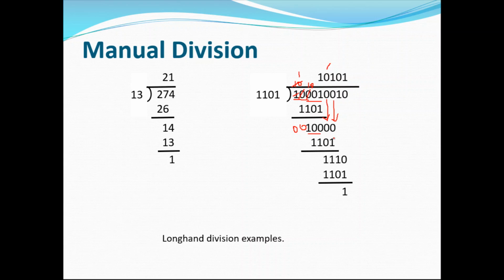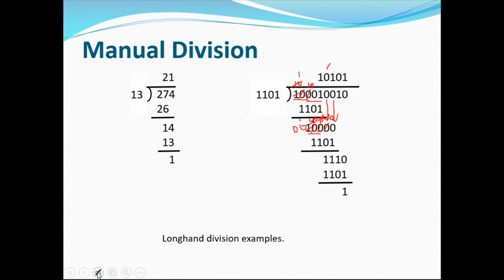So again subtract: 0 minus 1, we want to do 0 minus 1. Once again you have to borrow. So this will become 10. Again this will become 10. When that becomes 10, this will become 1. Again this will become 10. Now this will become 1.